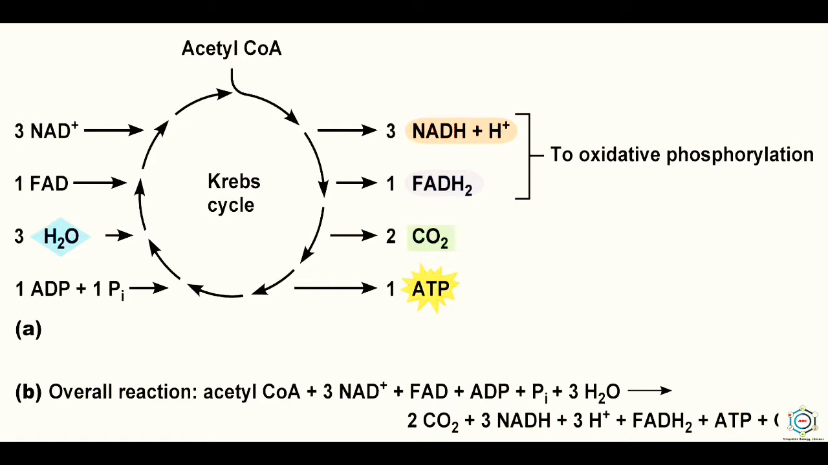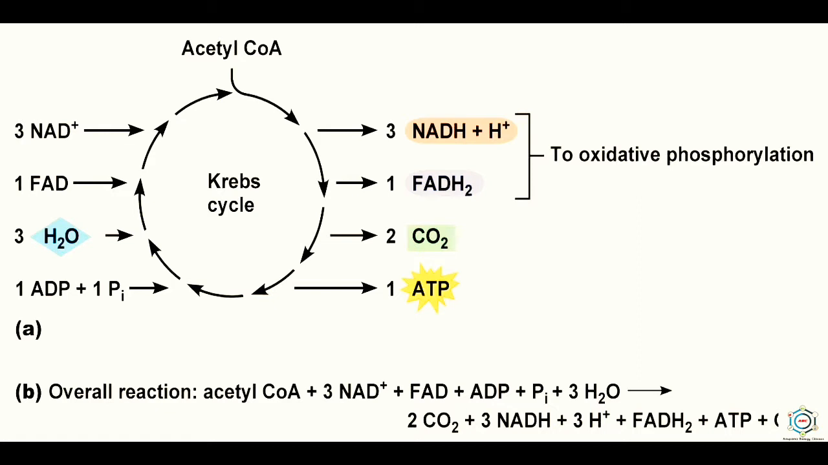Besides, the Krebs cycle releases 8 molecules of NADH and 2 molecules of FADH2. Each NADH plus H plus of the Krebs cycle yields 3 ATP molecules by oxidative phosphorylation. Thus, 8 NADH plus H plus molecules produce 8 into 3, it means 24 ATP molecules. Similarly, each FADH2 yields 2 ATP molecules by oxidative phosphorylation. Thus, the 2 FADH2 result in the production of 4 ATP molecules.